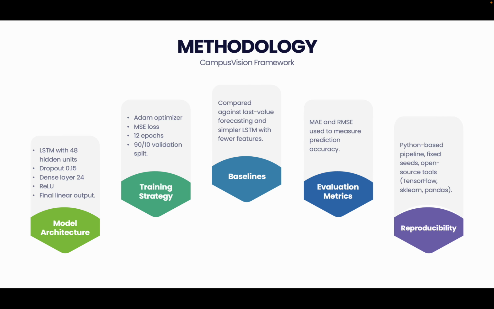So methodology. Our framework, which we call CampusVision, is built on an LSTM, which is a type of deep learning model, especially good for time series forecasting. The architecture includes 48 hidden units, dropout layers for regularization, and a dense output layer for predictions. We trained the model with the Adam optimizer and evaluated it using two metrics, the mean absolute error and root mean squared error. To make the results fair, we compared everything against a simple baseline, like just carrying forward the previous year's enrollment. The whole pipeline is Python based, open, and reproducible.